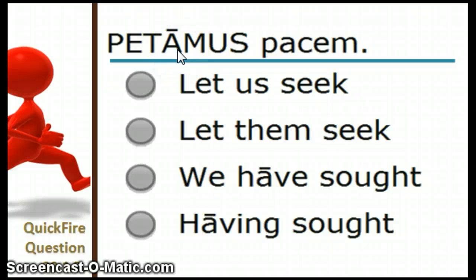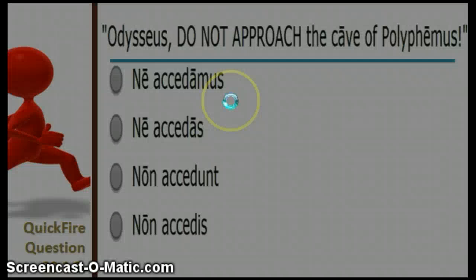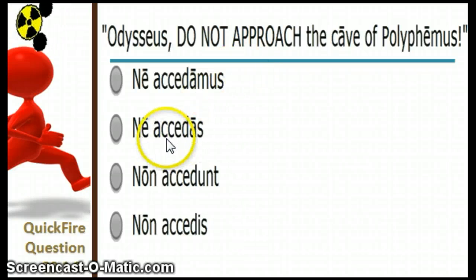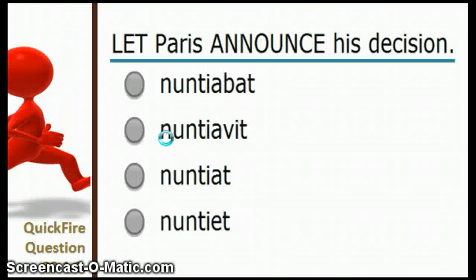Subjunctive outside of the normal clause. Hortatory subjunctive, let us see. Do not approach. Commanding. Talking to a second singular. Ne accedas. Let parents announce his decision. Imperative, third person. Nuntiat. Uh-oh, it's a first conjugation verb. It's nuntiet.